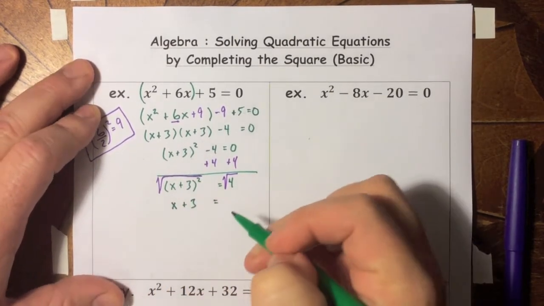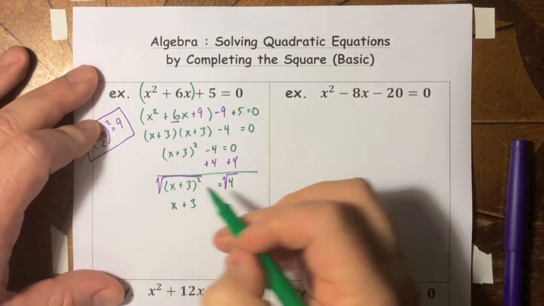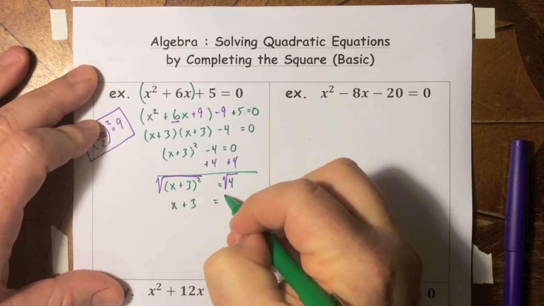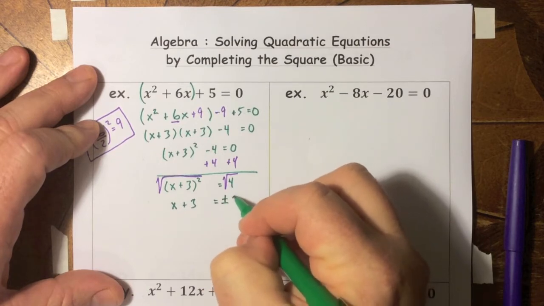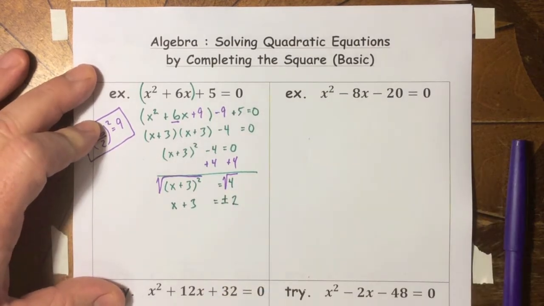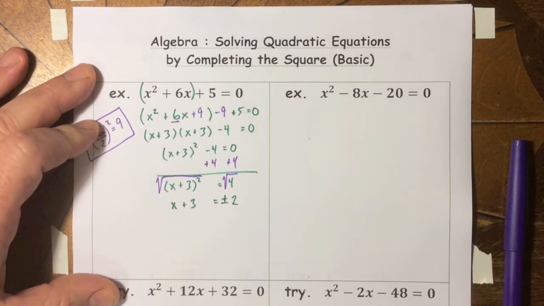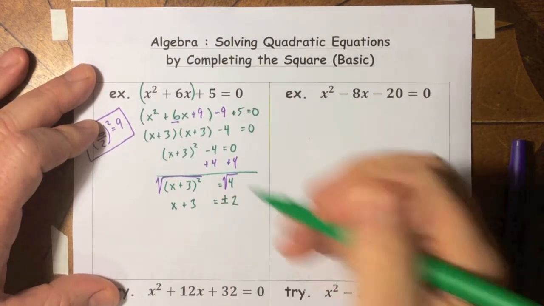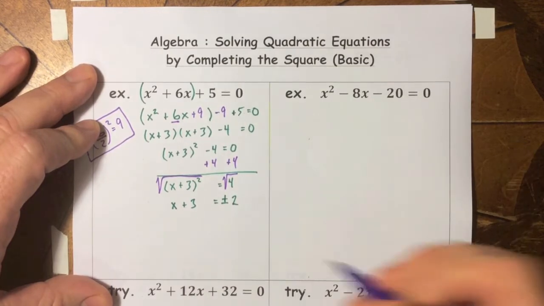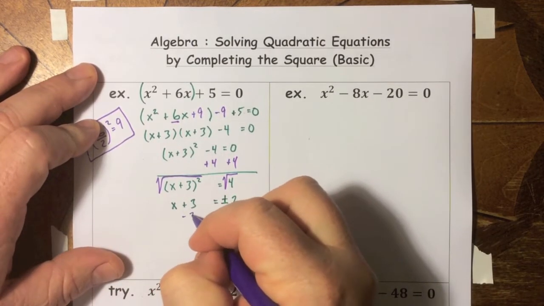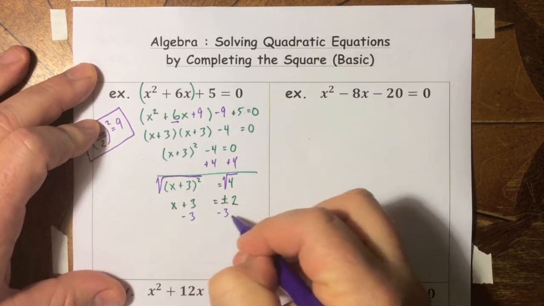And I have to remember something here: when I take the square root of a square, I must end up with a plus or minus. And so this is very, very important that you write plus or minus 2 at this point in time, not later on. Right now, the moment that you take that square root, you're going to put the plus or minus on there. The last thing that I'm going to do in regards to solving this is subtract 3 on both sides.